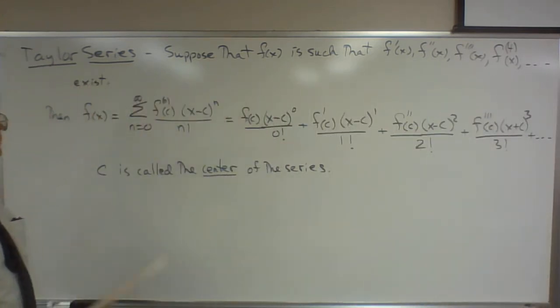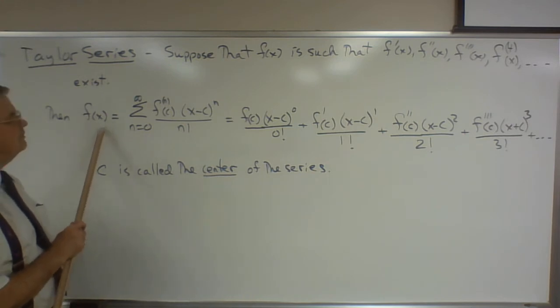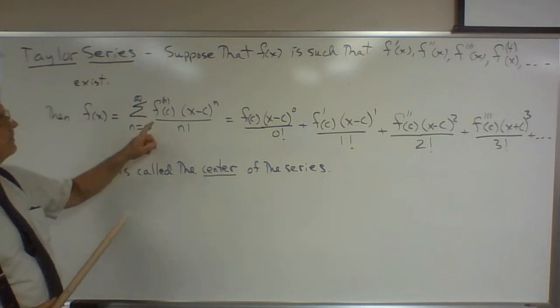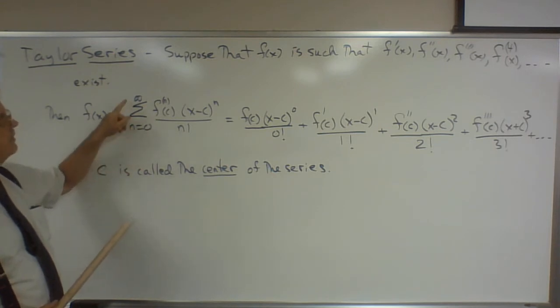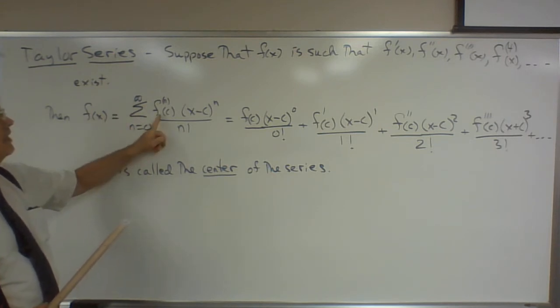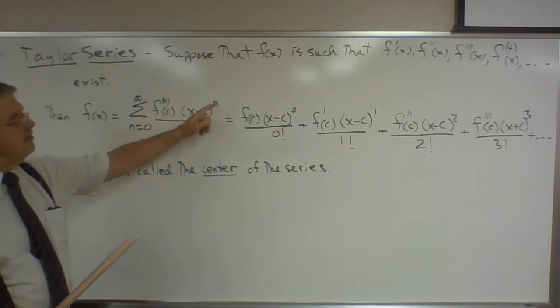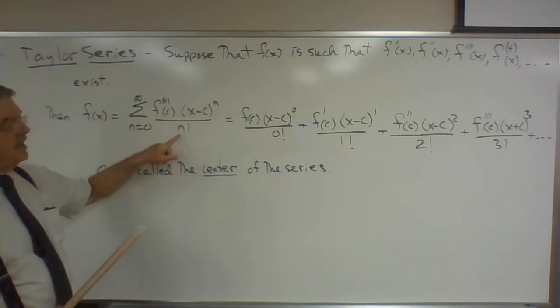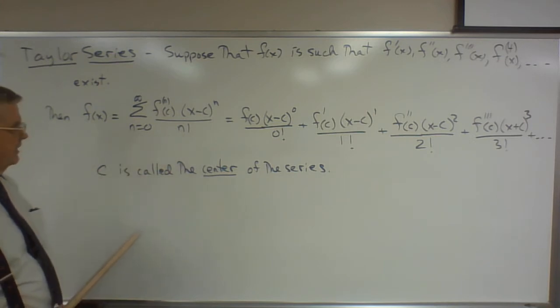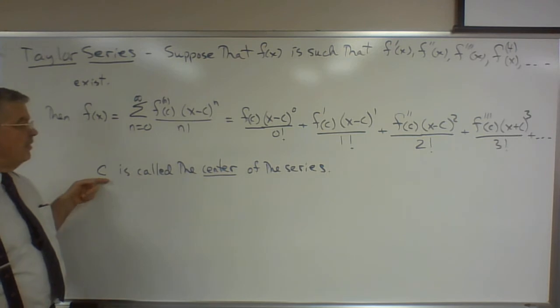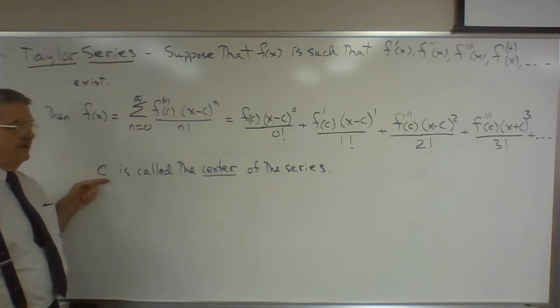Taylor's theorem tells us that f of x is equal to the sum from n equals 0 to infinity of the nth derivative of f evaluated at c times x minus c to the nth power over n factorial. And c is called the center of the series.